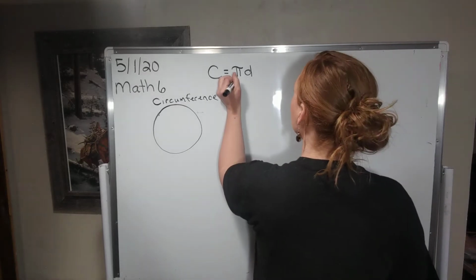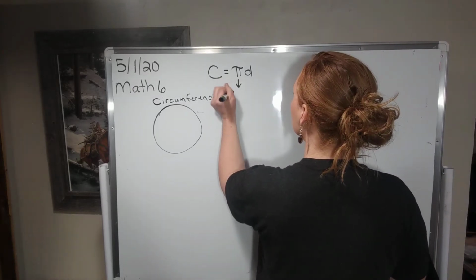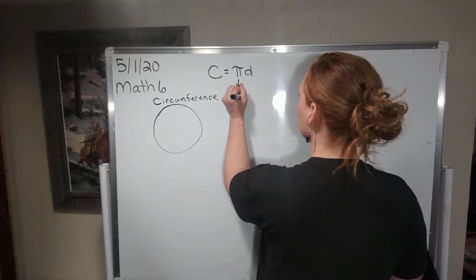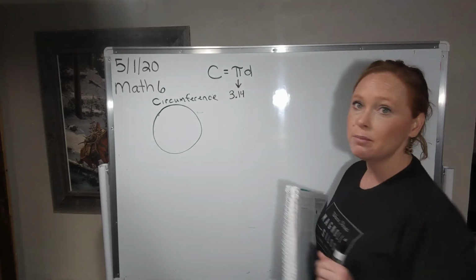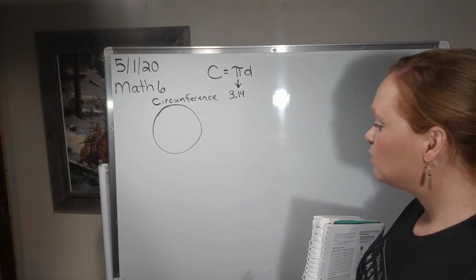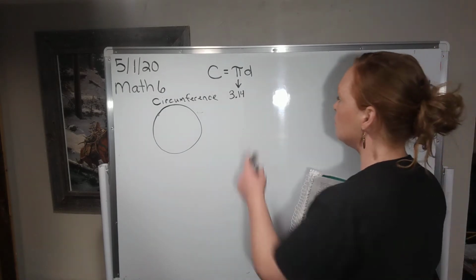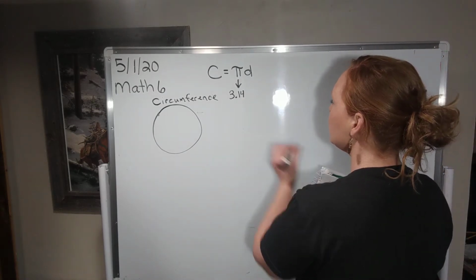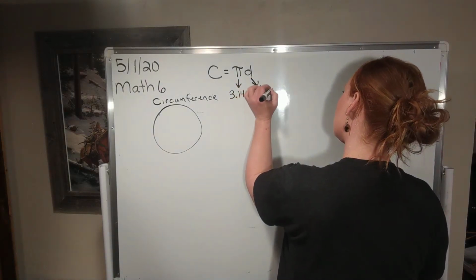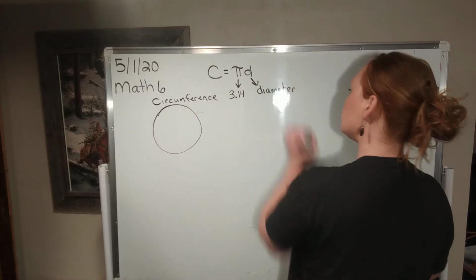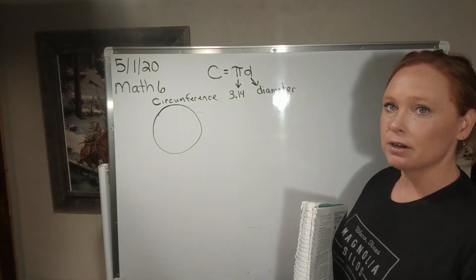But in math, we use 3.14. We go ahead and round it to the hundredths place. So pi equals 3.14. So anytime you see that, you'll be using 3.14. Now the d is the diameter of the circle. Now what is a diameter?